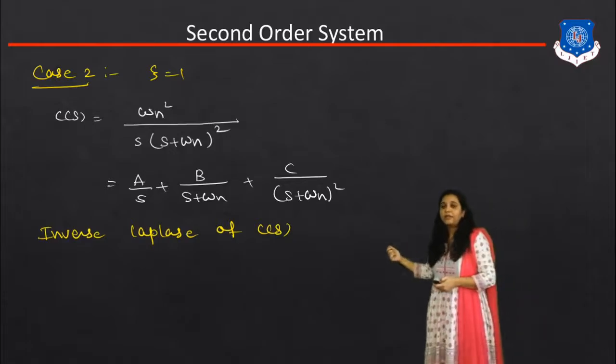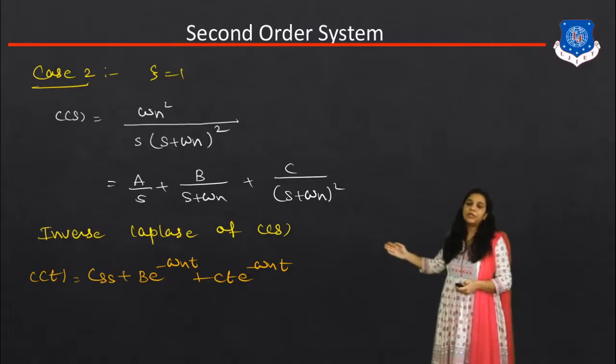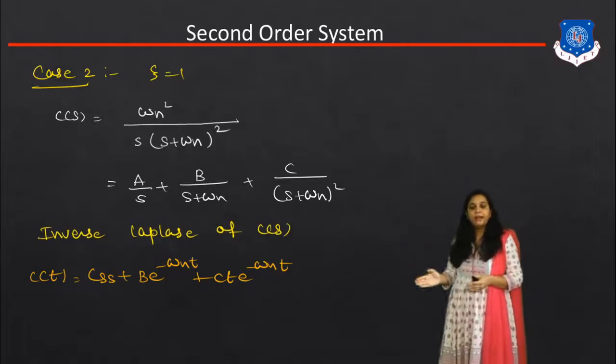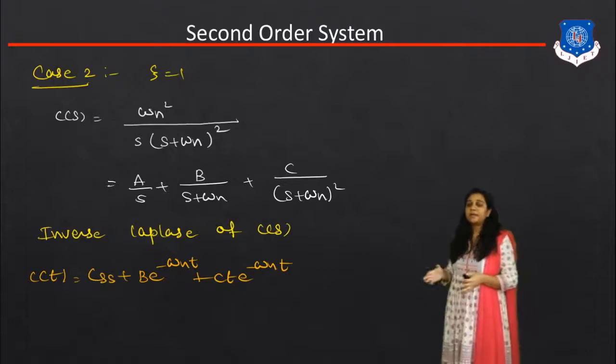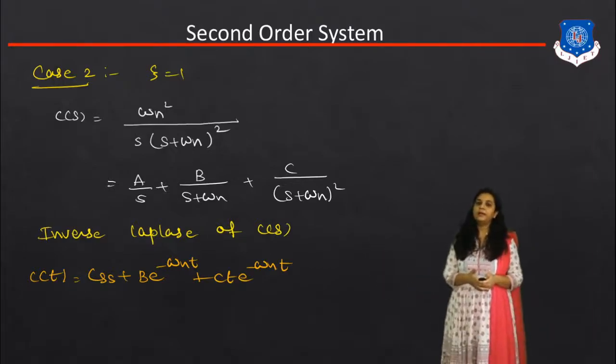So c(t) is equal to a, because the inverse Laplace of 1 by s is equal to 1, plus b as it is. The inverse Laplace of 1 upon s plus omega n is equal to e raised to minus omega n t, plus c, and the inverse Laplace of 1 upon s plus omega n whole square is equal to t into e raised to minus omega n t.